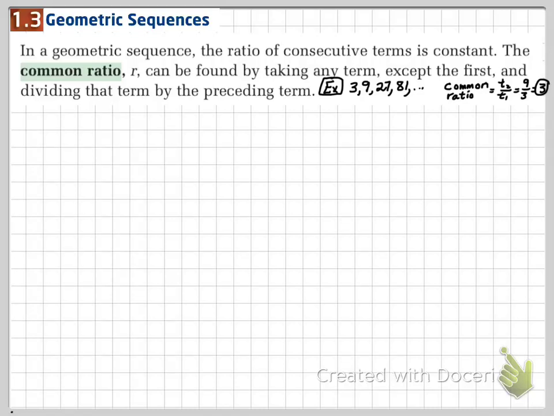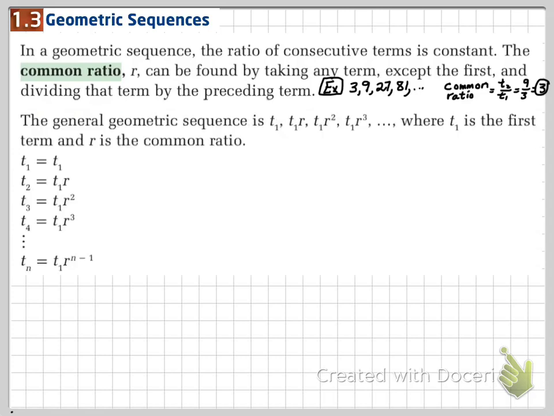Today in Math 20-1, we're going to look at topic 1.3 on geometric sequences. In a geometric sequence, for example, 3, 9, 27, 81, the ratio of consecutive terms is going to be constant. That means the common ratio, r, can be found by taking any term and dividing it by its previous term. Term 2 divided by term 1, 9 divided by 3, gives me a common ratio of 3. Notice that 3 times 3 is 9, times 3 is 27, times 3 is 81. So our common ratio is said to be 3.